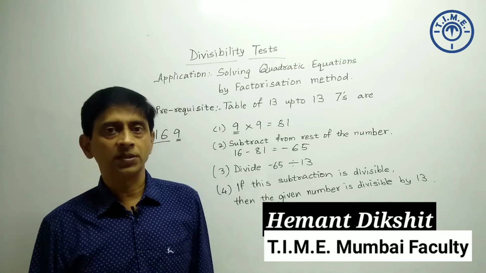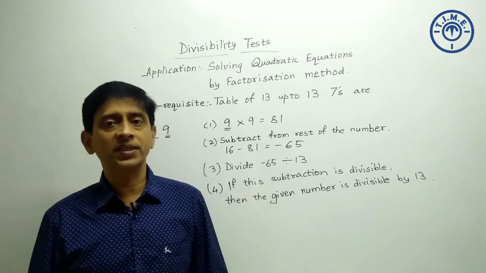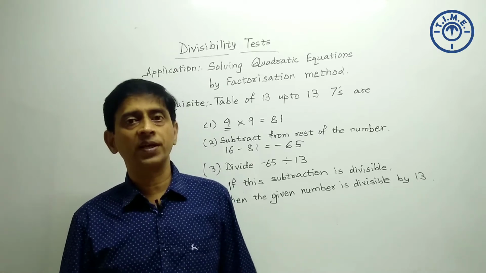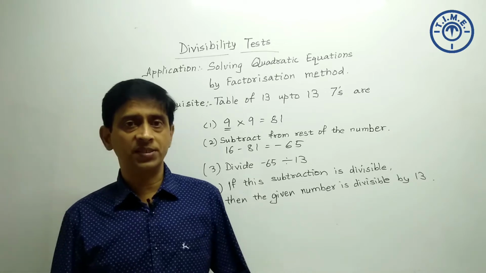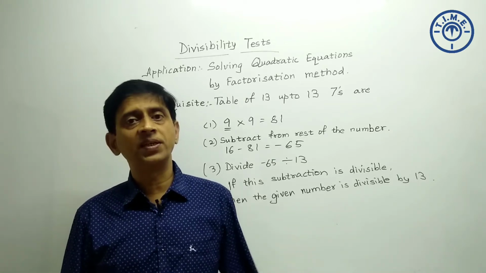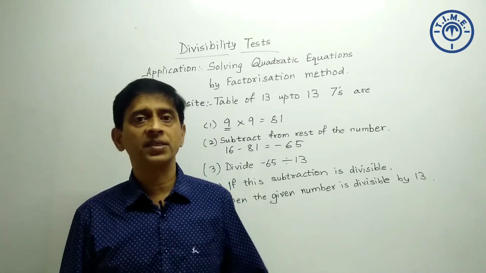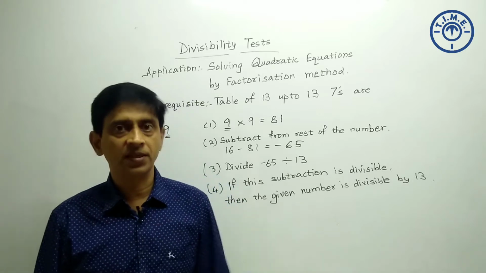Today we are going to learn the topic of quadratic equations by factorization. For solving a quadratic equation by factorization method, we need to factorize the product of A and C. And so as to know the factors of A and C, we need to know the divisibility tests for various prime numbers like 2, 3, 5, 7, 11, 13, 17, 19, etc.